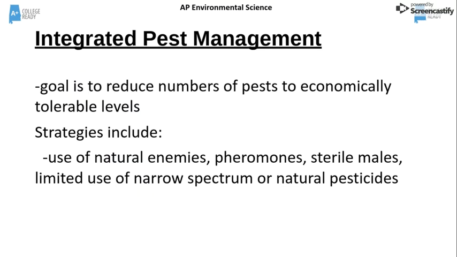Alternative methods of pest control have been developed. Integrated pest management has the goal of reducing pest numbers to economically tolerable levels by employing strategies including the use of natural enemies, pheromones, sterile males, and reduced use of narrow-spectrum pesticides.